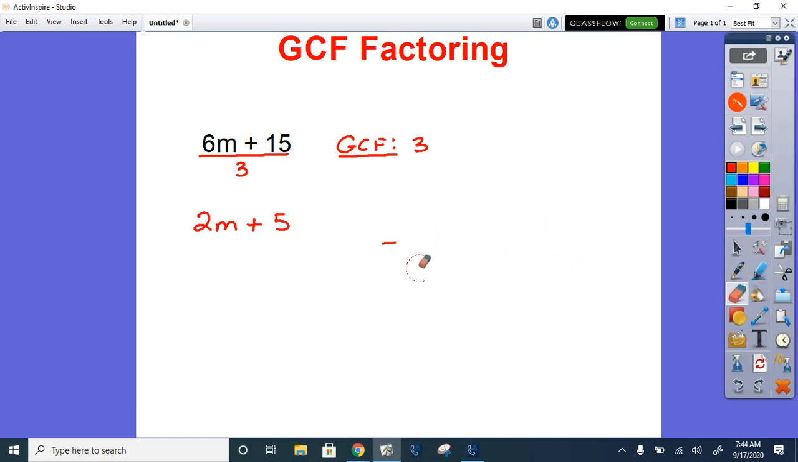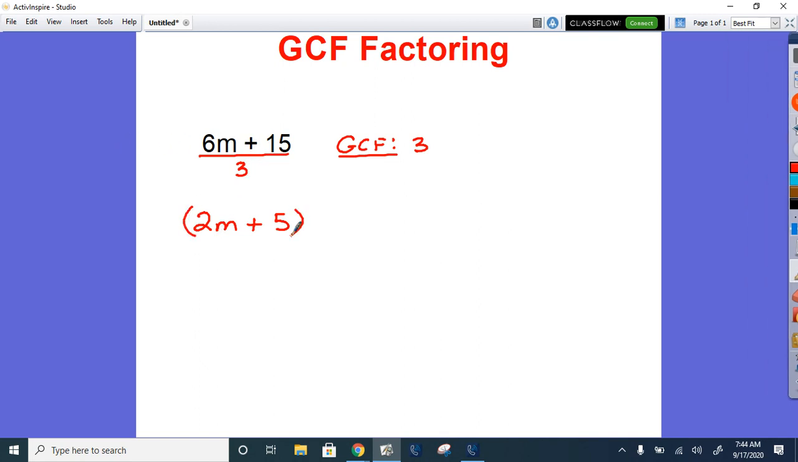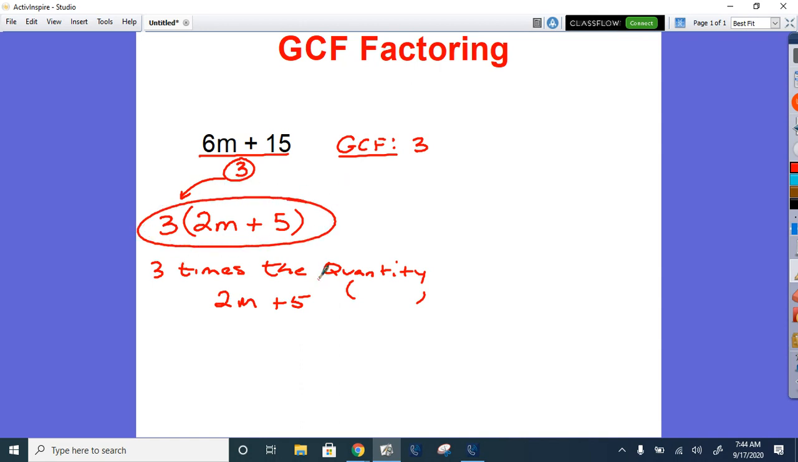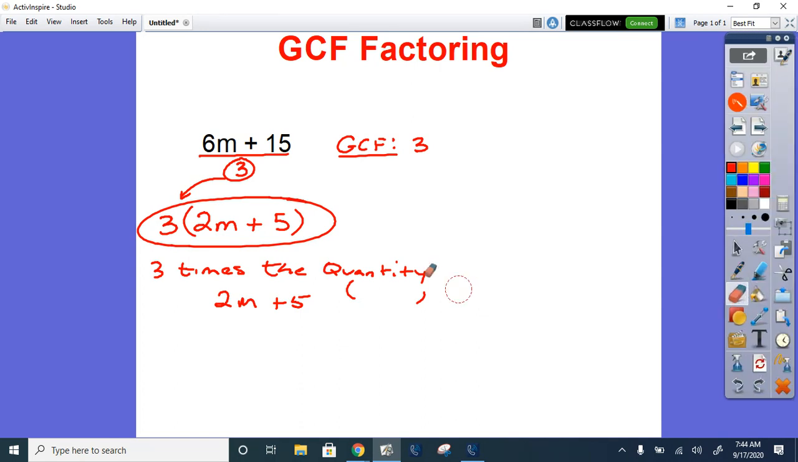However, here, what I always tell my students is this is like you're pulling this 3 out of both of these. I think about it like a stage, you're pulling them off stage. So that 3 that we pulled out is actually going to drop in, and now it comes outside of my parenthesis. And the way we say this is 3 times the quantity 2m plus 5. And quantity implies that there are grouping symbols around it. Essentially what we have done here is we have created a reverse distributive property problem.